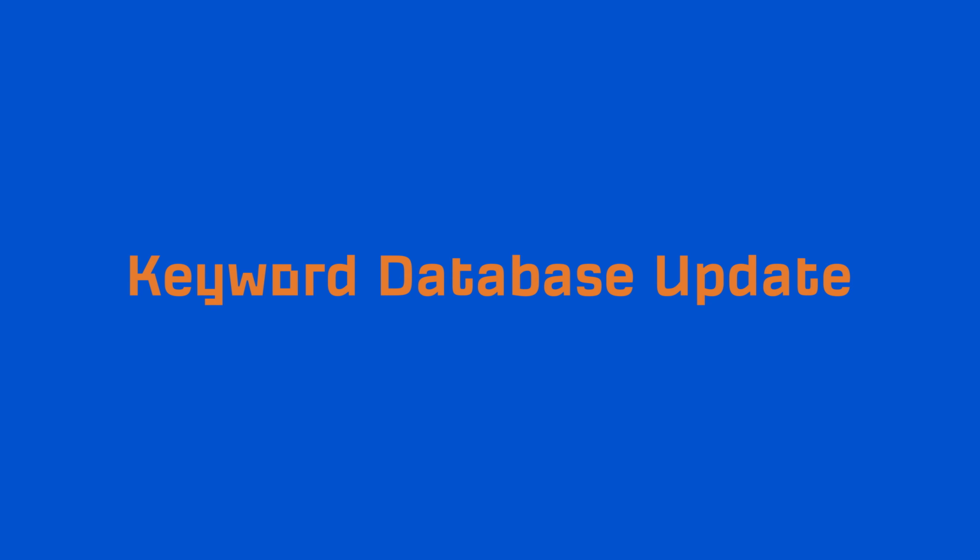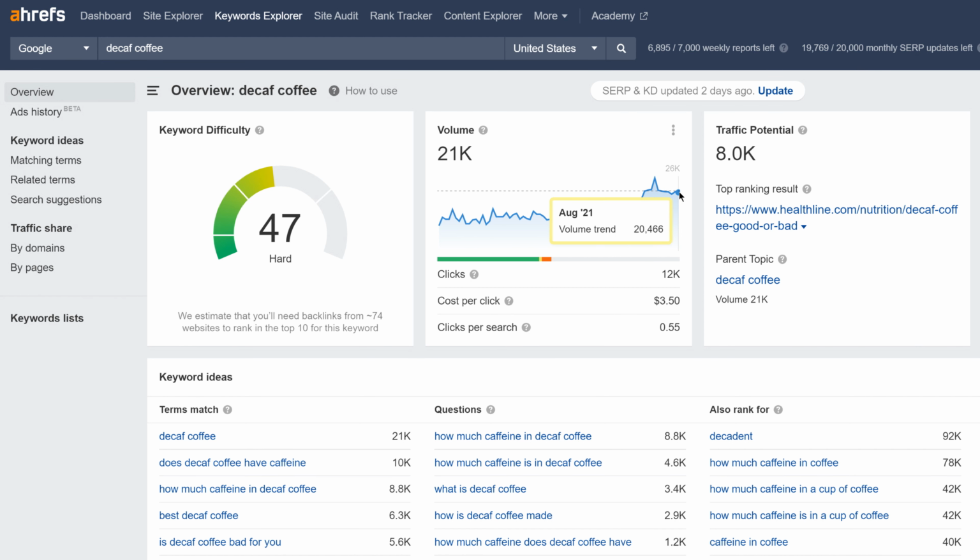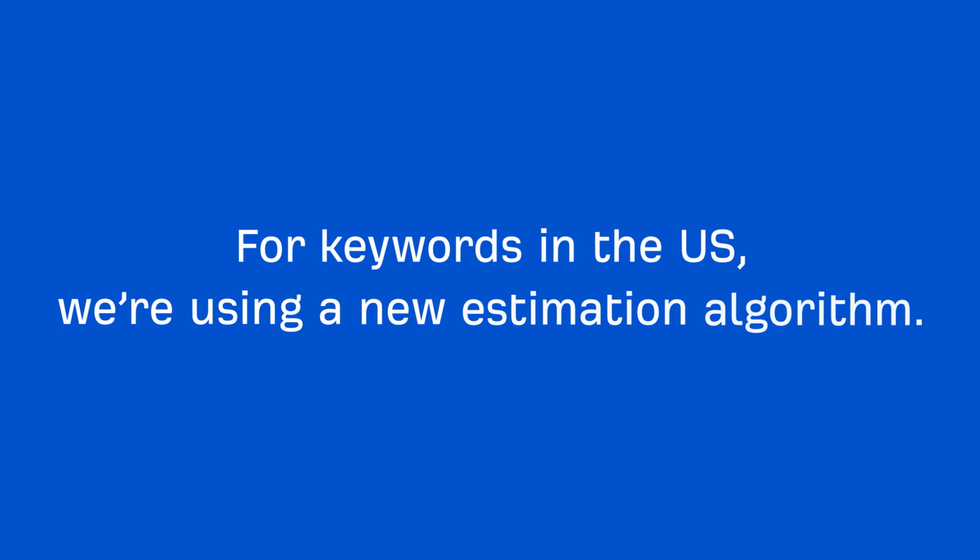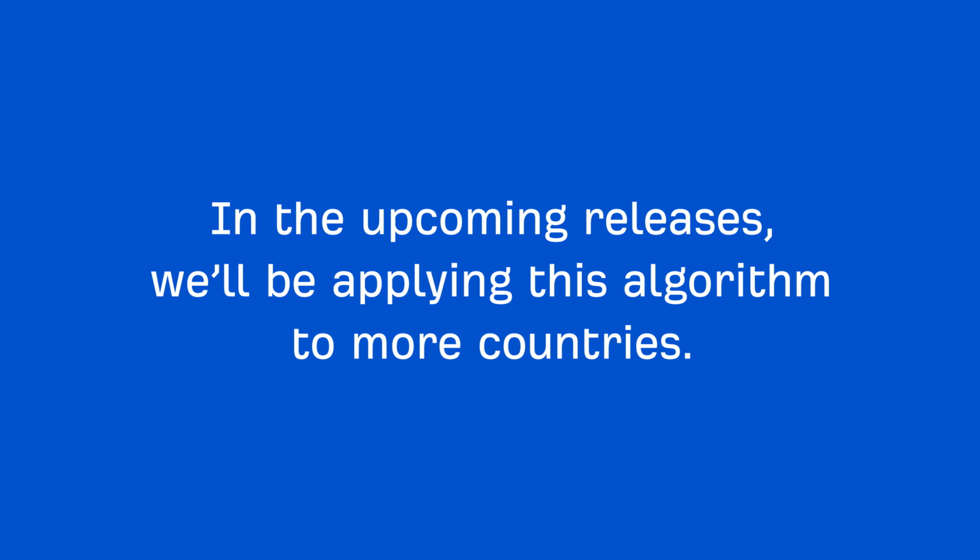Finally, to end off, our latest keyword database update. Search volumes are now available until August 2021. For keywords in the US, we're using a new estimation algorithm, which we believe provides more accurate search volume estimates than our competitors. In the upcoming releases, we'll be applying this algorithm to more countries.